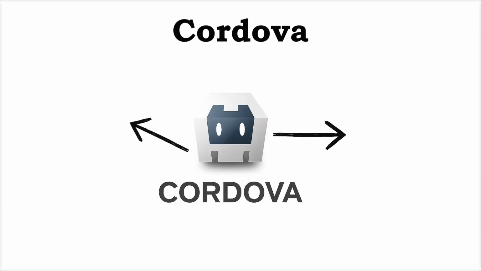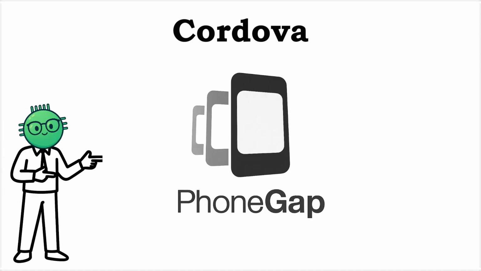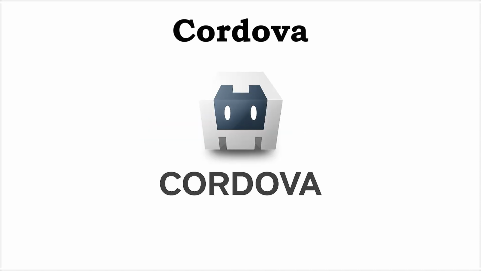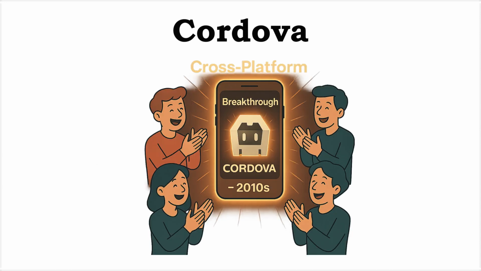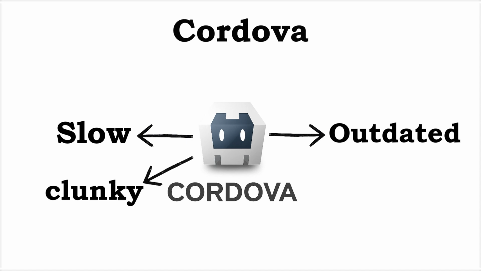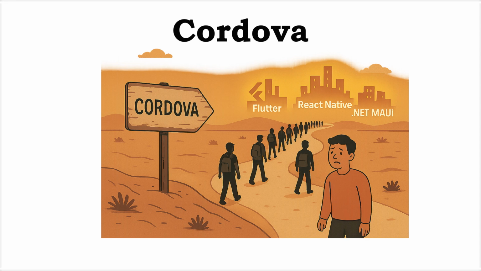Cordova. Cordova is one of the oldest cross-platform frameworks. PhoneGap was its Adobe-branded version, which is now discontinued. Like Ionic, Cordova uses HTML, CSS, and JS inside a web view. It was revolutionary a decade ago, but now feels outdated, slow, clunky, and not ideal for modern UX. Most developers have moved on.